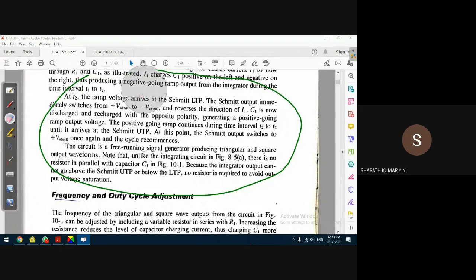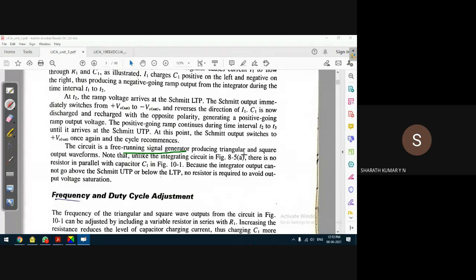So about the triggering point, what we have to understand here is that it is called a free running signal generator. It produces triangular and square waveforms. Unlike the integrating circuit, there is no resistor in parallel with the capacitor here, because the integrator output cannot go above the Schmitt output. In the integrator, there will be a resistor across the capacitor to prevent the output from reaching saturation. That is not possible here because that will be controlled by the triggering of the Schmitt-Trigger circuit. Okay, fine. That's what it is.